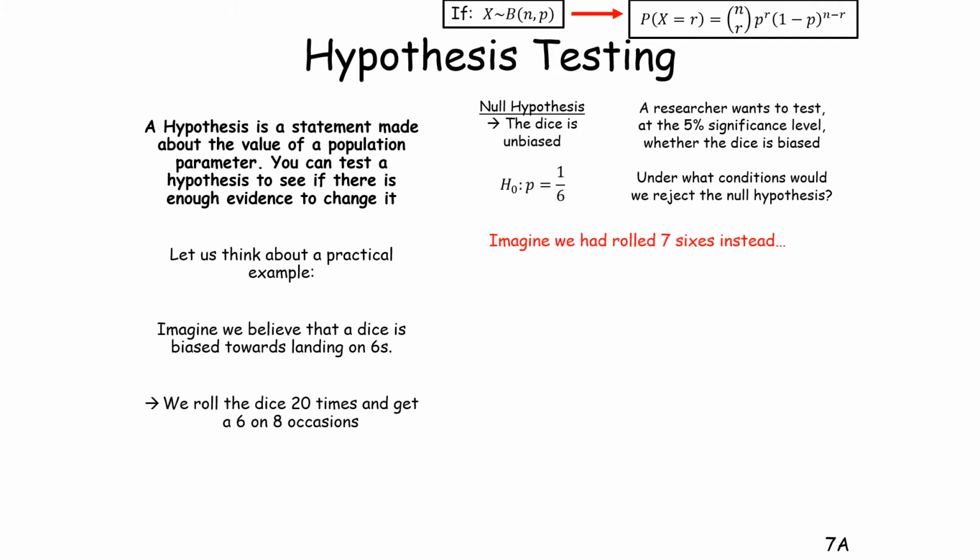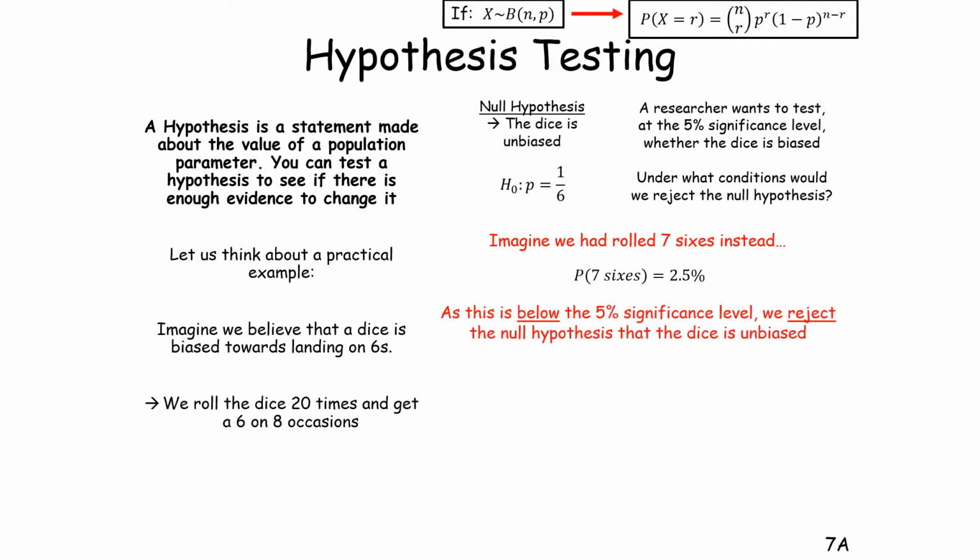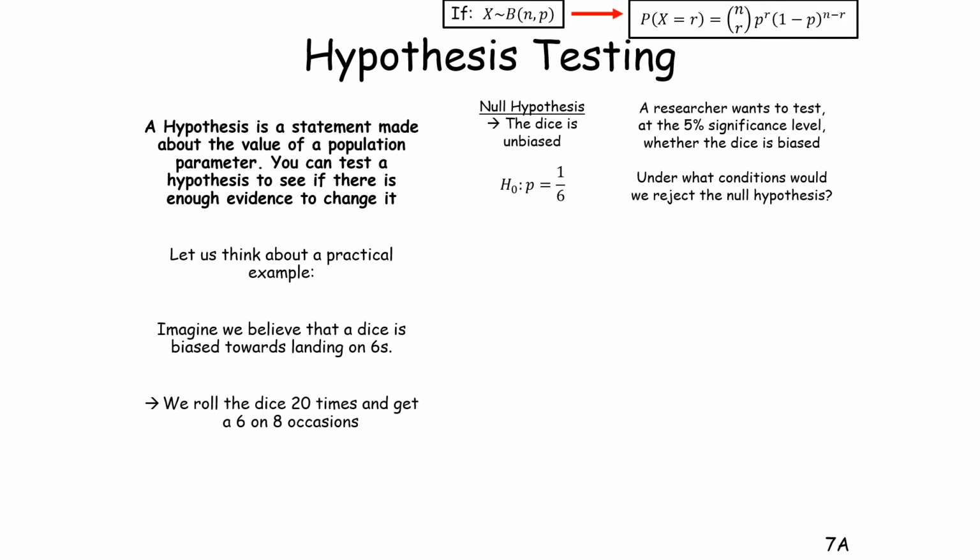Imagine we had rolled 7 sixes instead. So probability of 7 sixes, doing the same thing on the binomial, and you could plug this in the calculator, we get 2.5%. So as this is below 5% significance, we reject the null hypothesis. Again, we say this dice is biased because 2.5% is less than 5%. So rolling 7 sixes out of 20 also indicates the dice is biased.